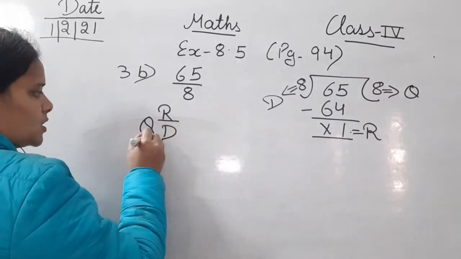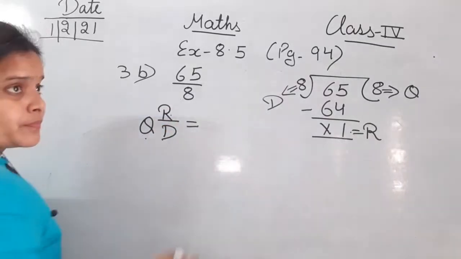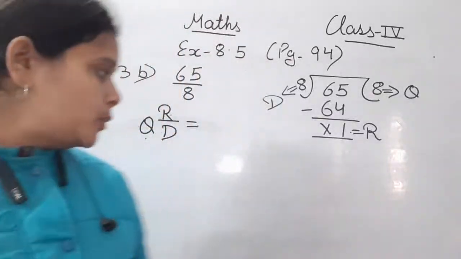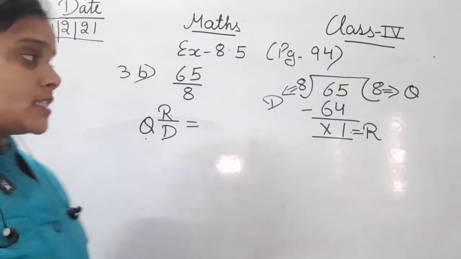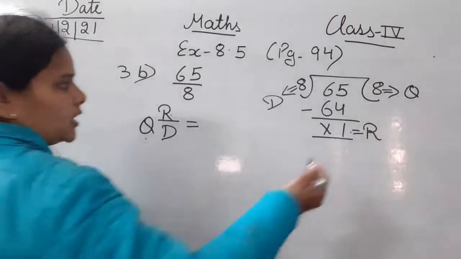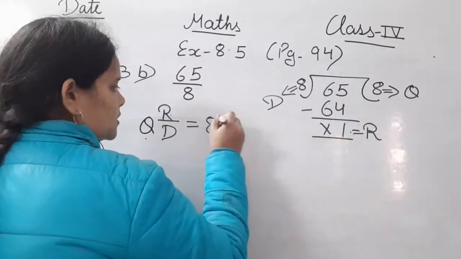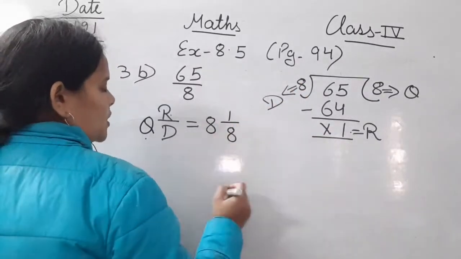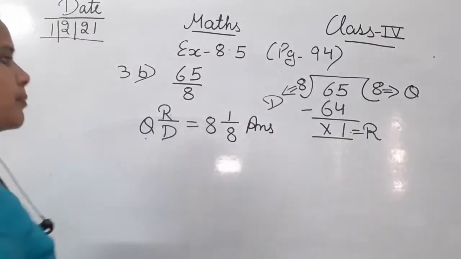That is quotient into remainder upon divisor. So QRD is quotient into remainder upon divisor. So the quotient, देखिए कितना है, the quotient is 8, remainder is 1 and the divisor is 8. This is your answer. Okay, quotient into remainder upon divisor.